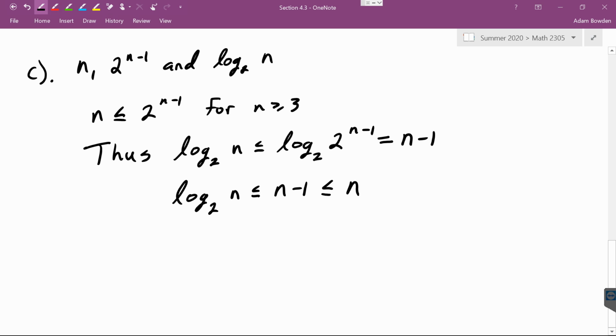So as a result, we can see that log base 2 of n is less than or equal to n, which tells us about how it's big O of n. So we say that log base 2 of n is big O of n.